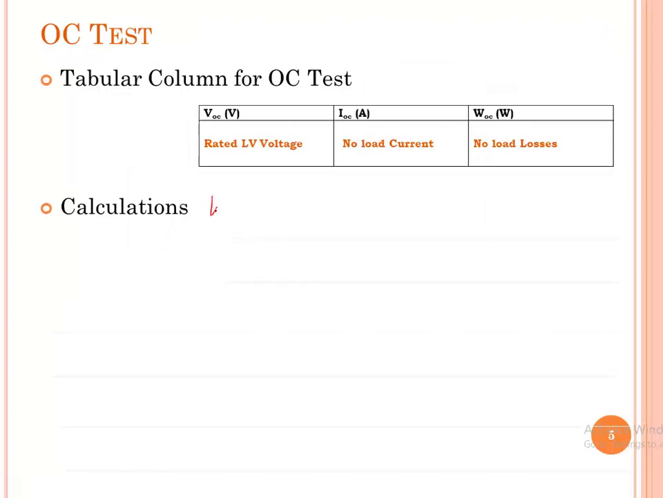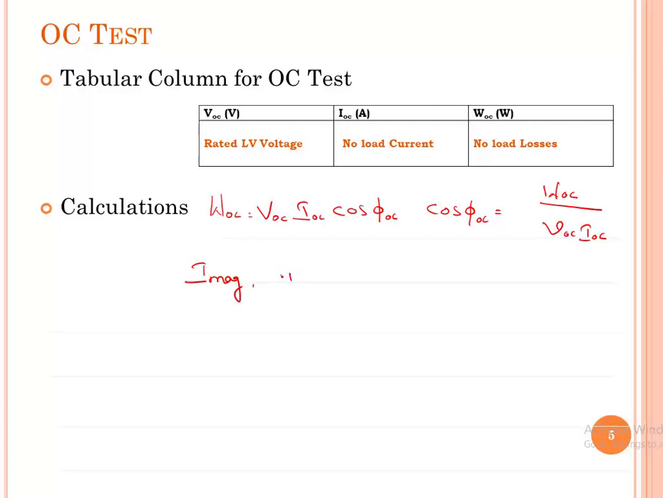As we know that the power WOC is equal to VOC into IOC cos phi OC. Or this can be written as, I want the power factor during the open circuit test, that is cos phi OC equal to WOC divided by VOC into IOC. After finding the cos phi OC, determine the value of magnetizing current, determine the value of core loss current. Next, get the value of R0 and X0.